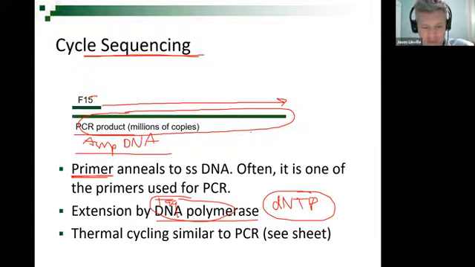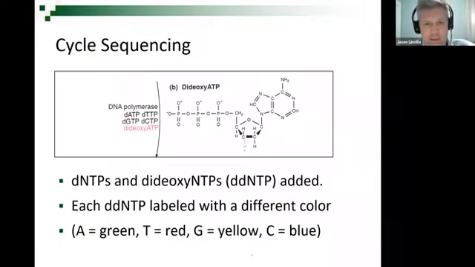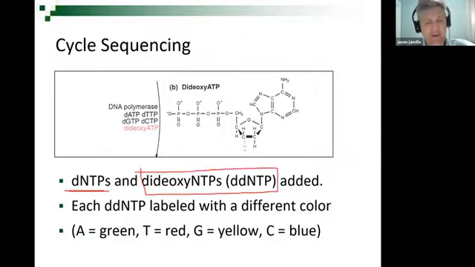So what's that magical 5th thing? We're still going to put this into a thermal cycler as well, and run this through some cycles. So everything is very similar. The biggest difference is that in addition to dNTPs, we are also putting in dideoxy NTPs.